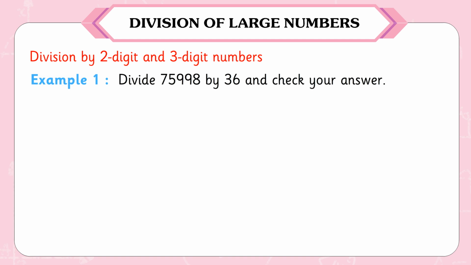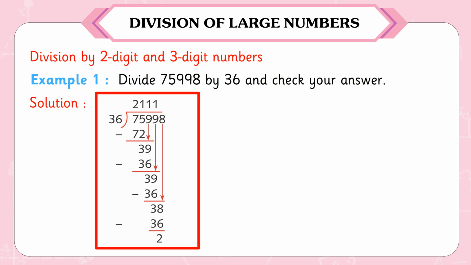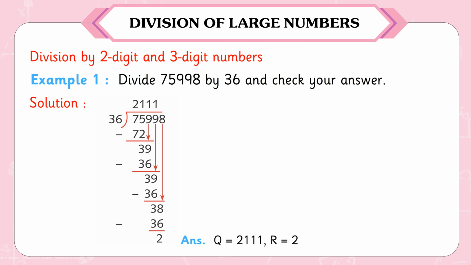Example 1. Divide 75,998 by 36 and check your answer. Solution. 75,998 divided by 36: minus 72, 39 minus 36, 39 minus 36, 38 minus 36, 2. Answer. Quotient is equal to 2,111. Remainder is equal to 2.